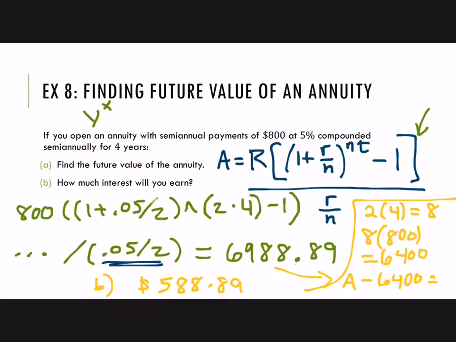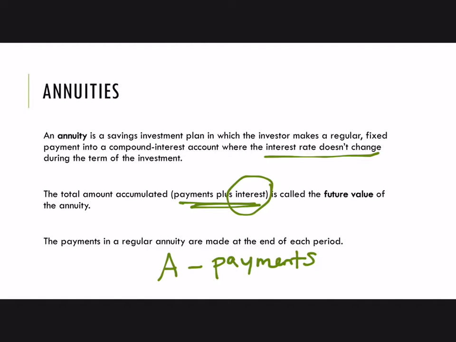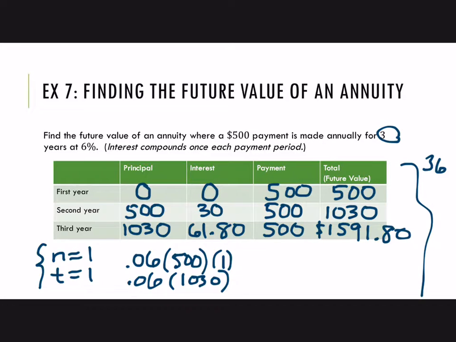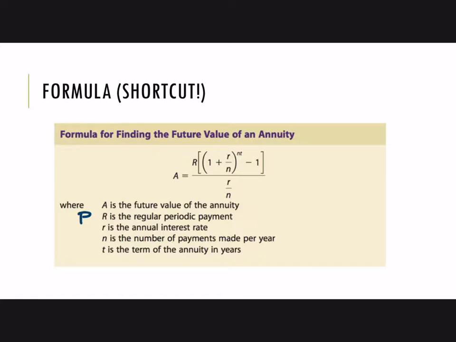Let's review the few things that we've talked about. Okay, we have the idea of what an annuity is. It's usually a slightly higher interest rate, and instead of investing a principal right at the beginning of the term, you are making regular payments throughout the investment period, and interest accumulates on those. We talked about the long way of how the future value is calculated, but the main formula that you need to know is the shortcut, the formula for finding the future value of an annuity.